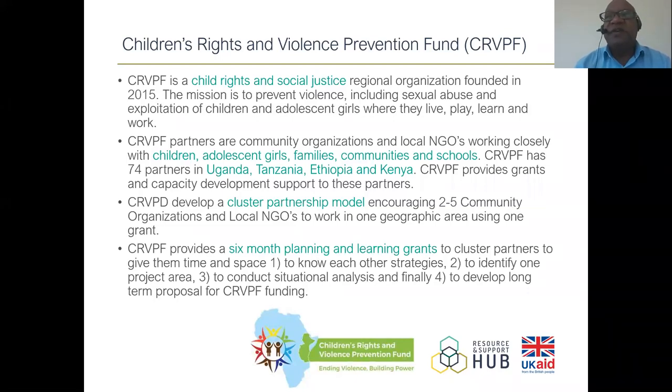CRV partners are community organizations and local NGOs working closely with children, adolescent girls, families and communities. Currently, we have 74 partners in Uganda, Tanzania, Ethiopia and Kenya. CRVPF developed a cluster partnership model, which encourages 2 to 5 local NGOs and community organizations to work in one geographic area with one grant.